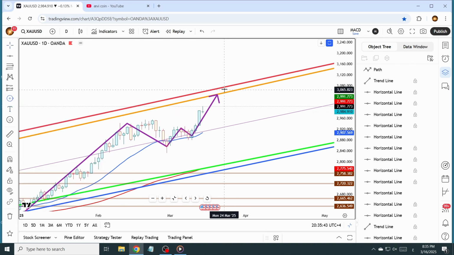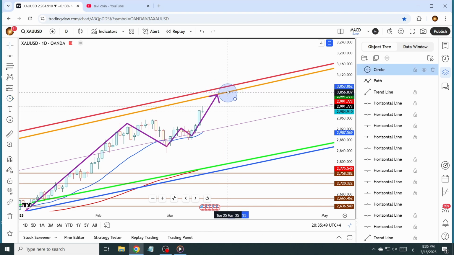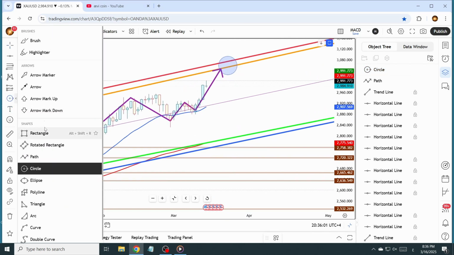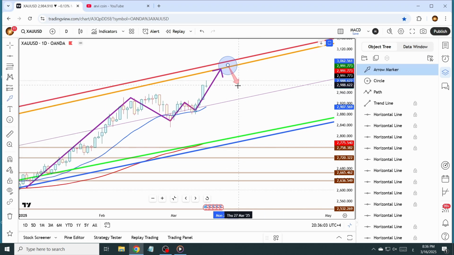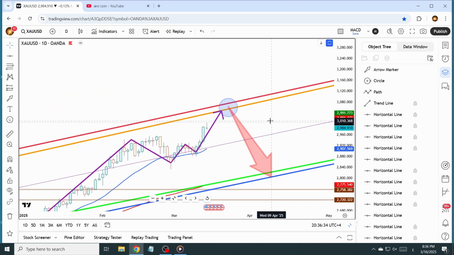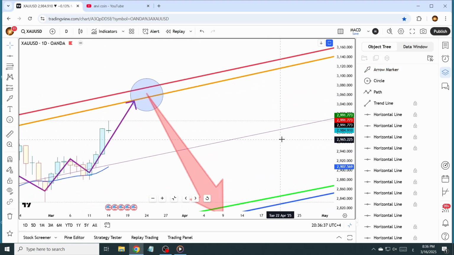And this could be a good opportunity for people to close their buy positions from here, or to enter sell positions from this area here to this level, 2800 or 2750. So this is what we are looking for gold to make this move. That's why I don't recommend anybody to sell gold for now.